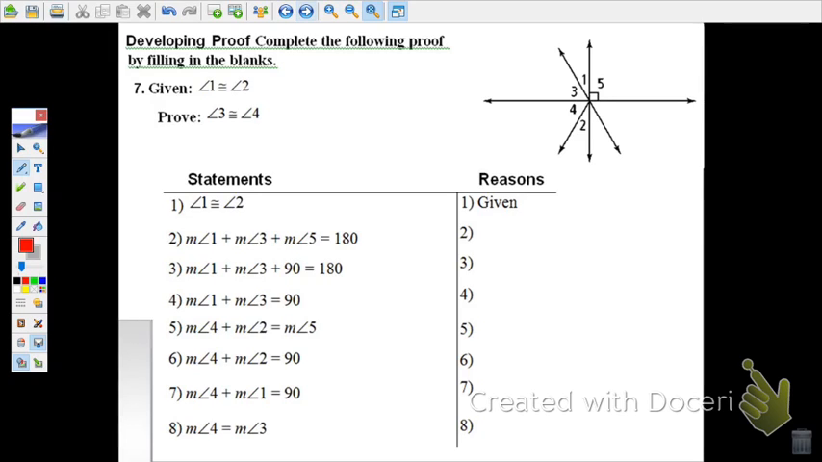Our reason is given. Anytime we have that information given to us or we get to it in a statement, it is often helpful to mark it in the picture. So I'm going to mark in the picture that angles 1 and 2 are congruent to each other. We are working towards proving that angle 3 is congruent to angle 4. So we have to work through that process.